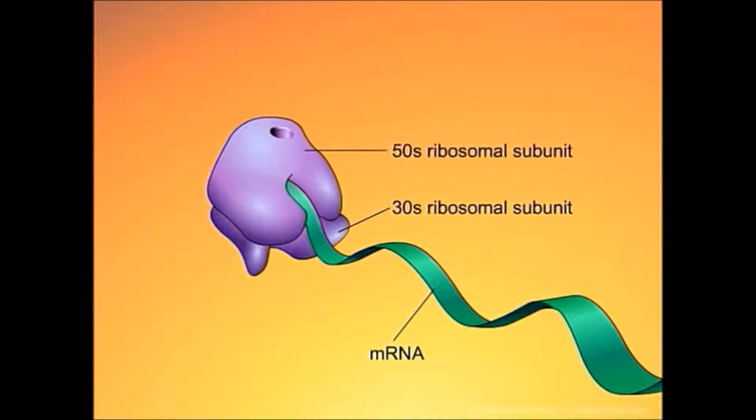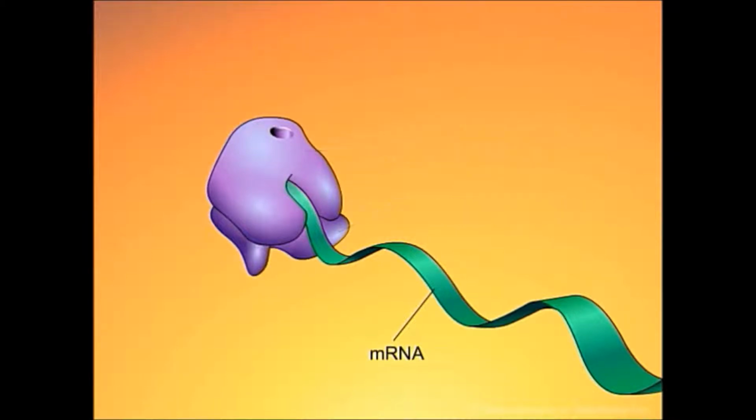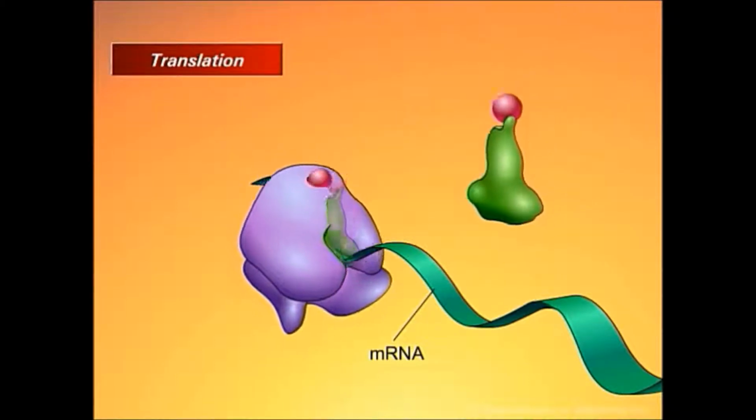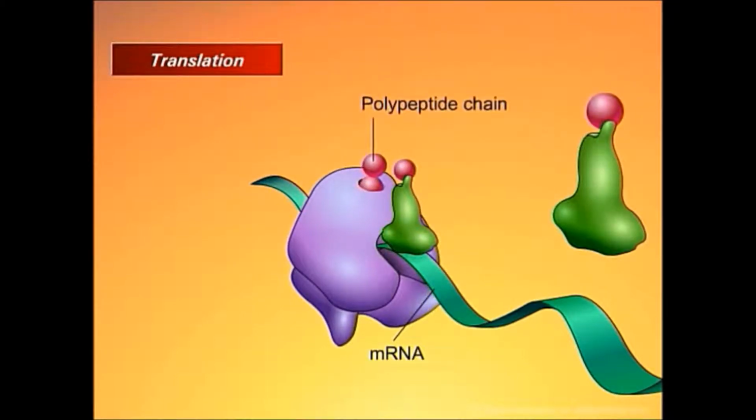After the 2 subunits join together around the strand of mRNA, synthesis of the polypeptide chain begins. This step involves aligning of transfer RNA molecules in sequence along the mRNA. Each tRNA carries a unique amino acid, which then aligns along the mRNA on the ribosome and joins together to form the polypeptide chain. This step is known as translation.